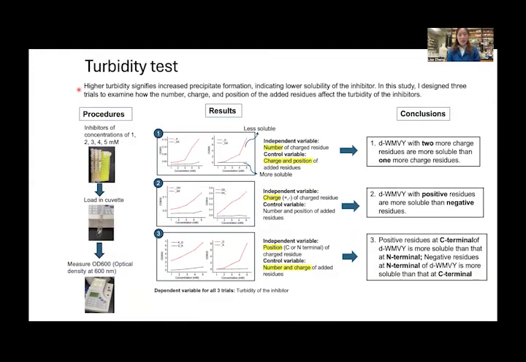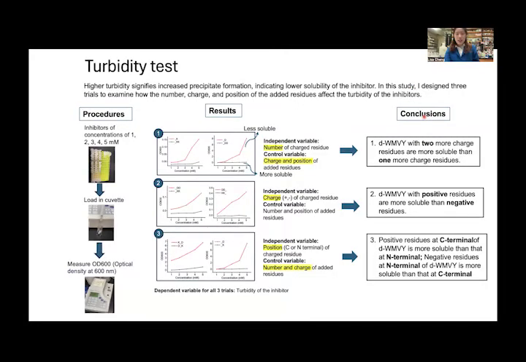Then, I conducted a turbidity test using inhibitors at concentrations of 1, 2, 3, 4, and 5 millimolar. Higher turbidity signifies increased precipitate formation, which suggests lower solubility. Three experiments were designed to examine how residue number, charge, and position affect solubility.